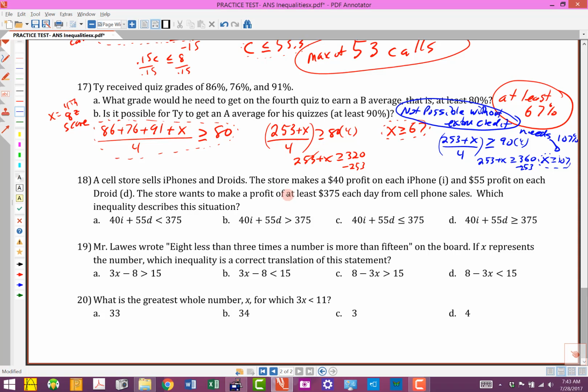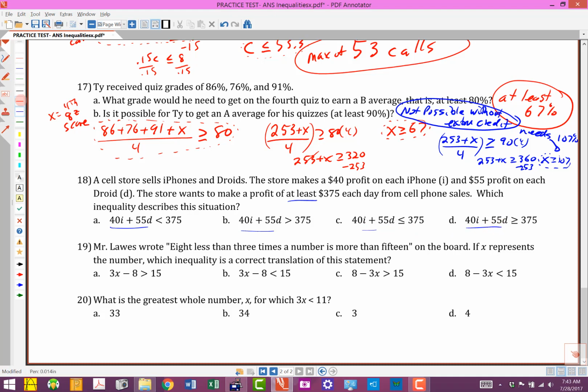So they want to make at least $375. So they're okay with $375. They'd be okay with more. They're not okay with less than $375. So you'll notice the structure of these is all the same, and you might want to just think about why. 40 times I plus 55 times D. $40 profit on each iPhone, so 40 times the number of iPhones sold. $55 profit on each Droid, so 55D. So notice that this setup part here, every single one of those is the same.